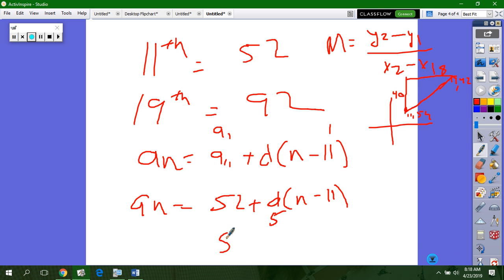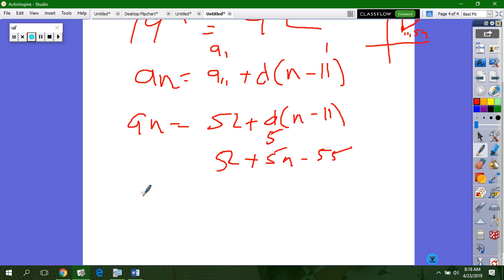Okay, so that's 52 plus 5n minus 55. So what do we end up getting? Our a sub n is 5n minus 3. That is our generic case.